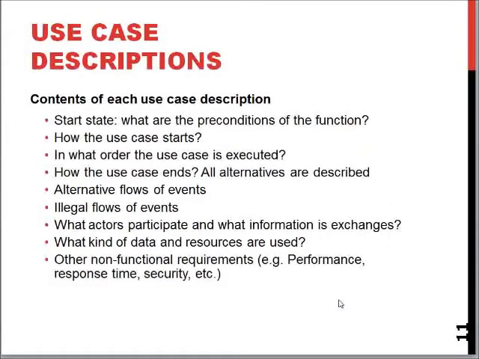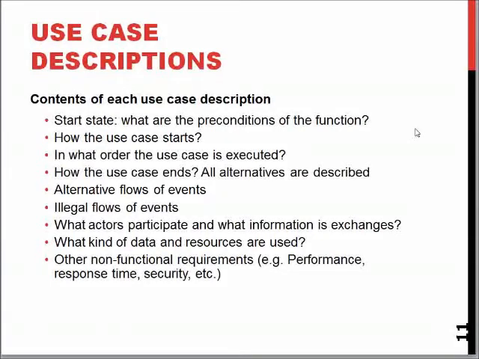So, what do we write in our use case description? Basically, this is a simple list of things. So, starting state. What are the preconditions for the function? The system is online, it has electricity and online connection. How the use case starts. So what we have to do, the customer has to have a bank card and they have to insert it into the card reader. In what order the use case is executed: the card is put into the reader, the user puts in their PIN number and presses enter.